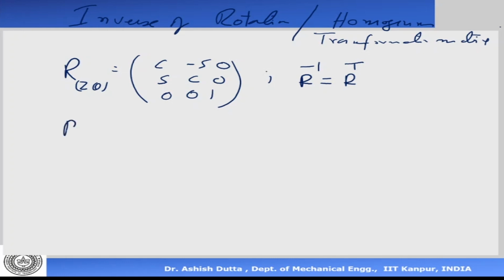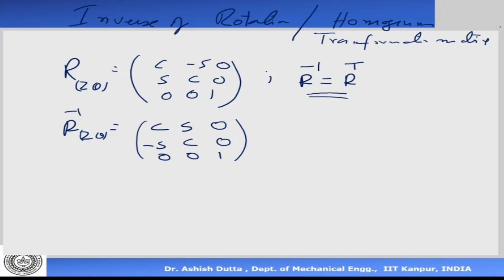So R inverse Z theta is equal to [cos, sin, 0; -sin, cos, 0; 0, 0, 1]. So the inverse is equal to the transpose. Please remember that. The other question is, what is the inverse of the homogeneous transformation matrix? I want to know the inverse of this also.